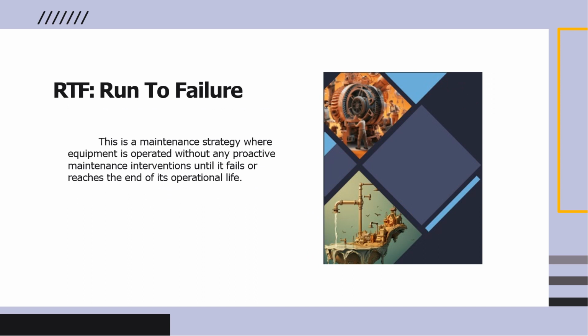RTF, Run to Failure. There are some equipment that it's actually more economical to an organization to let it run till it fails. So there's no need for carrying out predictive maintenance or time-based maintenance. You just allow it to run until it fails, and then either you repair it or you replace it. So it's more economical rather than trying to maintain such equipment, seeing that it doesn't have any particularly important effects. So in terms of its criticality, it's at a low level criticality in the hierarchy of importance of equipment.